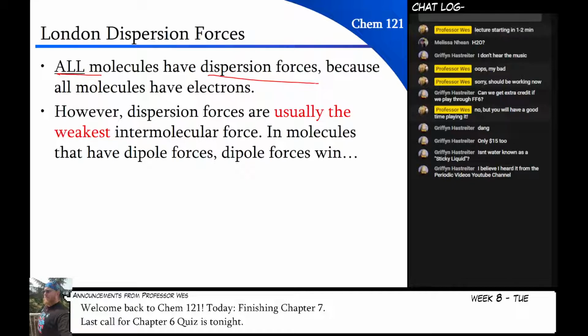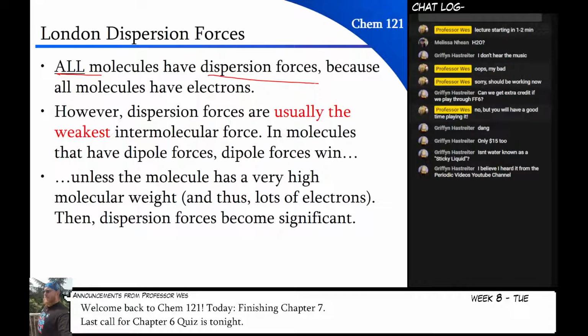Now, if you make the molecule big enough, so like real big, like molar mass of thousands of grams per mole, make it humongous. Then what ends up happening is that because there are just so many electrons, dispersion forces become more significant. And in fact, they can become dominant in large molecules.